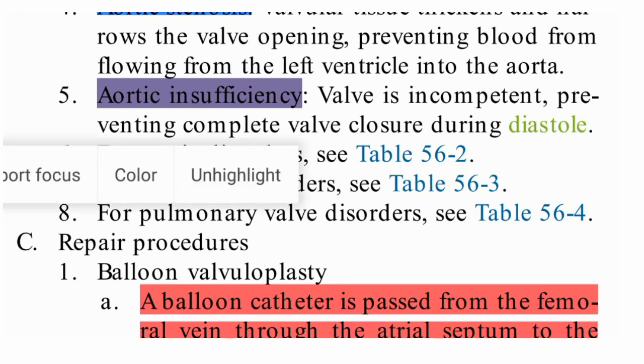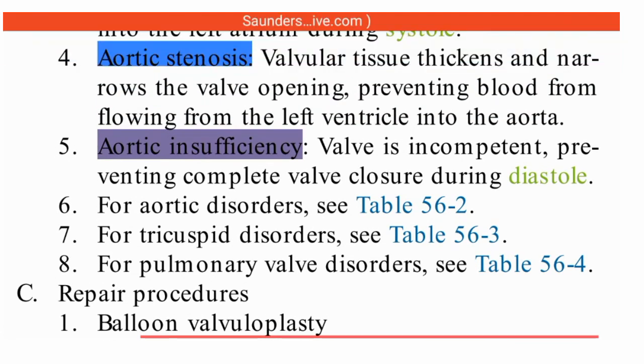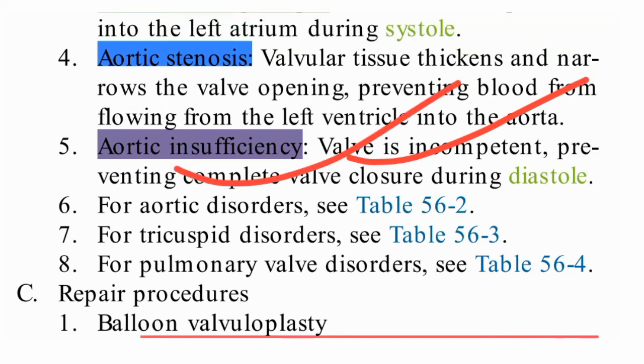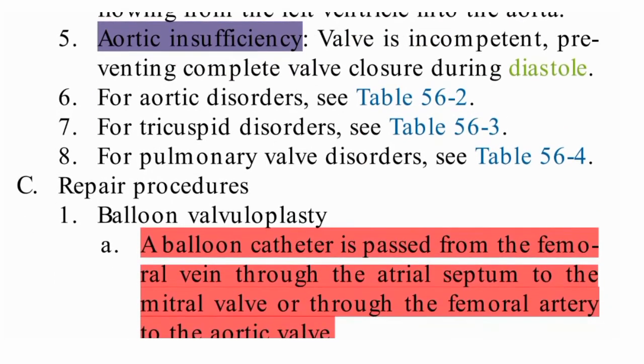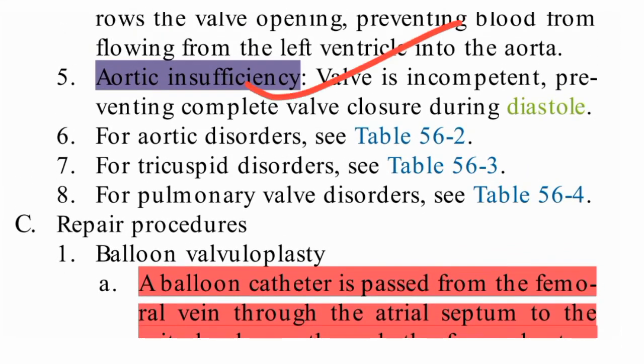And aortic insufficiency. In aortic insufficiency, the valve is incompetent and prevents complete valve closure during diastole. So what happens during diastole? The valve cannot be completely closed. So that is aortic stenosis, and this is aortic insufficiency.